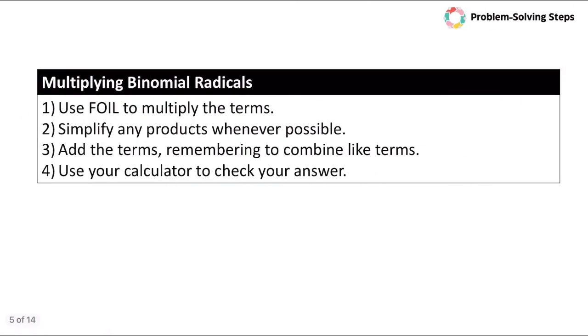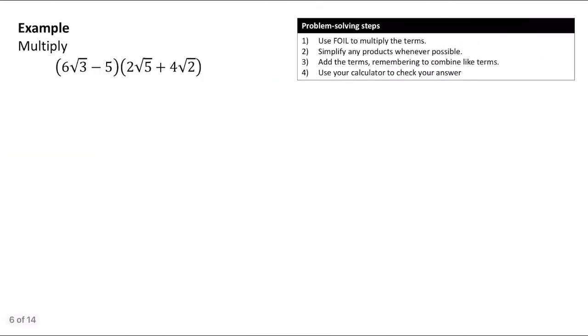So when we're multiplying binomial radicals, we use FOIL to multiply the terms. Remember to simplify any products whenever possible, and then add the terms, remembering to combine like terms. You can always use your calculator to check your answer. So let's try multiplying these two binomial radicals. I'm going to use FOIL.